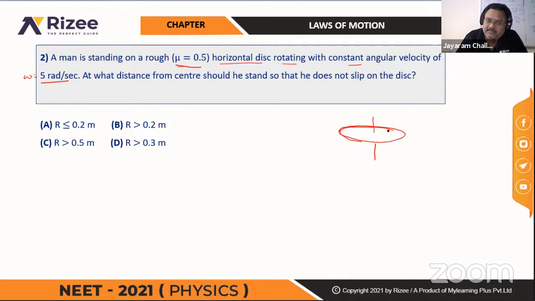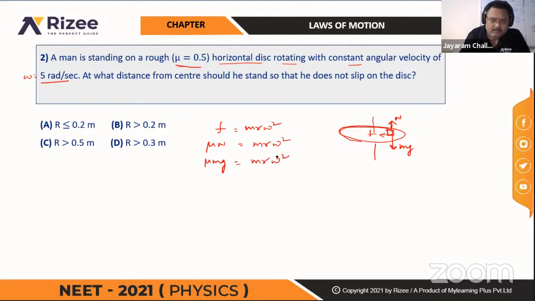Now suppose he doesn't want to slip over here, so the force acting towards the center will be your frictional force, which is in the place of your centripetal force, m r omega square. The frictional force is going to be mu into N. In this situation, your normal reaction at the contact point is upward, balanced by the downward force, mg. So that will be mu mg is equal to m r omega square. So mass can be removed here.